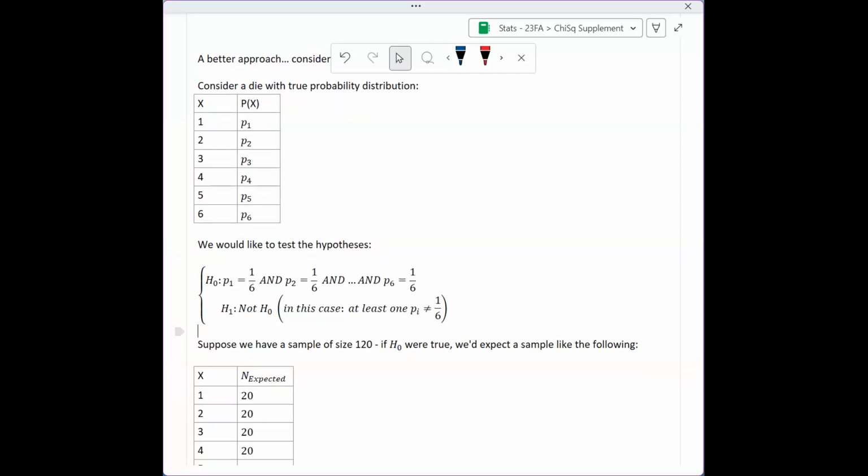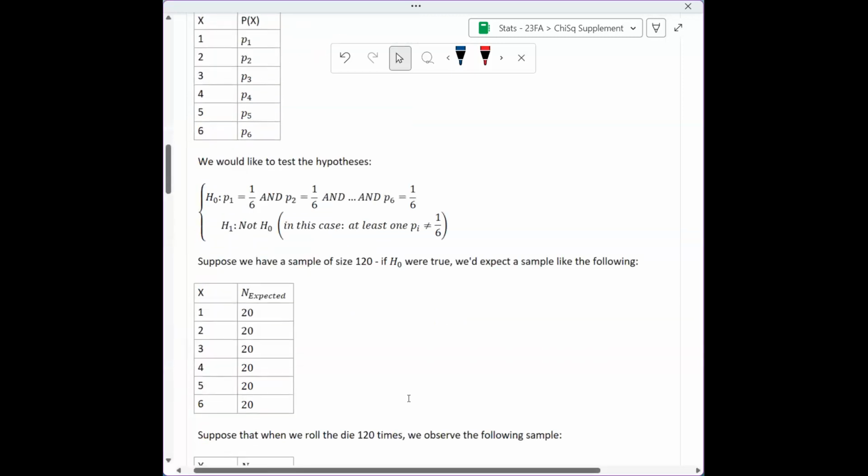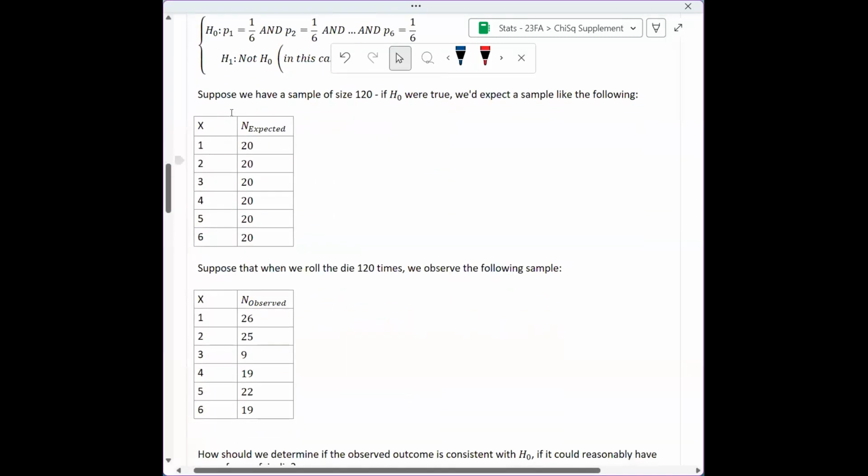Okay, so let's suppose that we have a sample of size 120. Here we're going to use numbers that kind of divide into 6 a little more nicely. So we have a sample of size 120. In other words, we took a particular die off the production line, and we rolled it 120 times. We counted up the number of 1, 2, 3, 4, 5, 6 that we got.